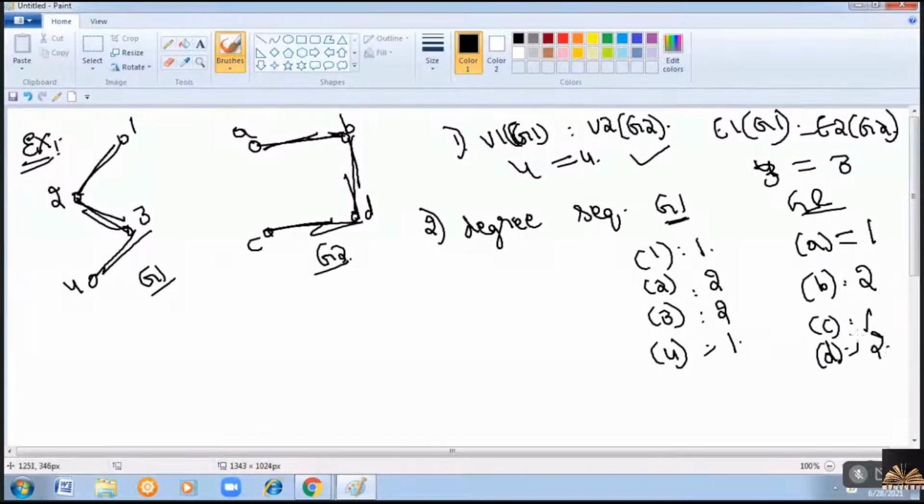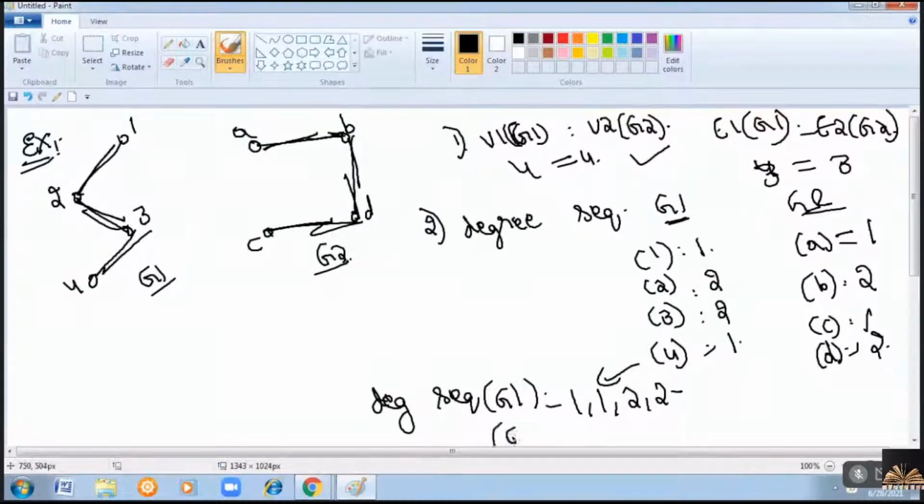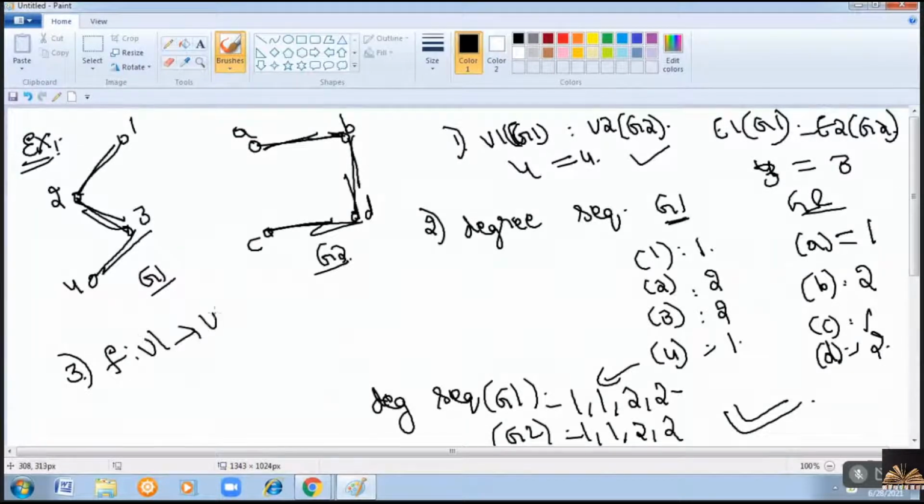Now what you have to do is arrange the degrees in ascending order, so the degree sequence of G1 will be 1, 1, 2, 2. Similarly for G2 also the degree sequence is 1, 1, 2, 2. Now the degree sequences are matched, so the degree sequence of both graphs is the same. Therefore, you can move on to the next step, that is, you can develop a function f from V1 to V2. Please note this down. Make a note of it.